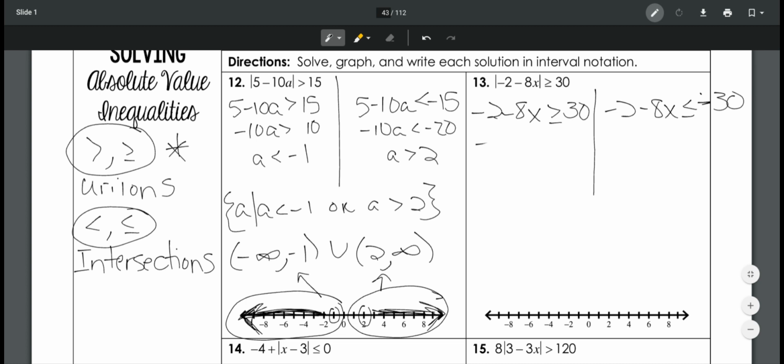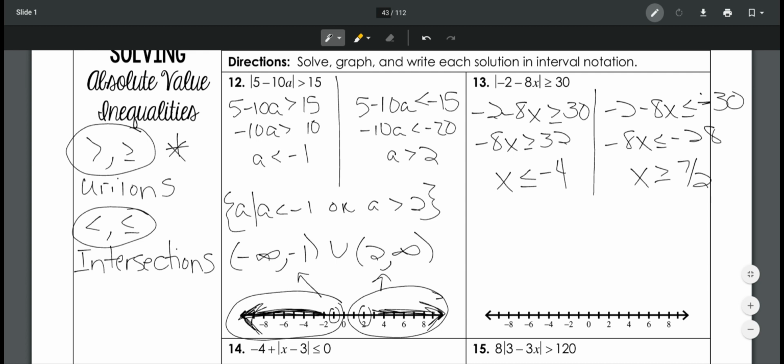I'm going to add my 2. That's negative 8x greater than or equal to 32. When I divide by a negative, I flip my symbol and I get x less than or equal to negative 4. On the second side, I'm going to do the same thing. I'm going to add my 2, which gives me negative 28. When I divide, I flip my symbol because I divide by a negative. You do not flip your symbol if you were dividing by positive 8. And then I get 7 over 2.